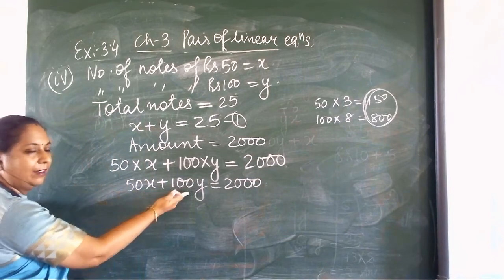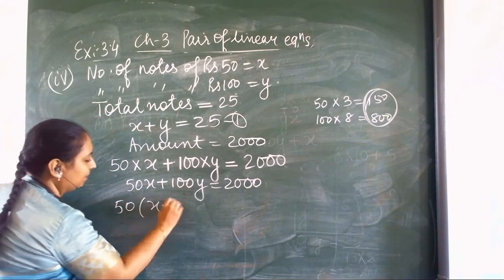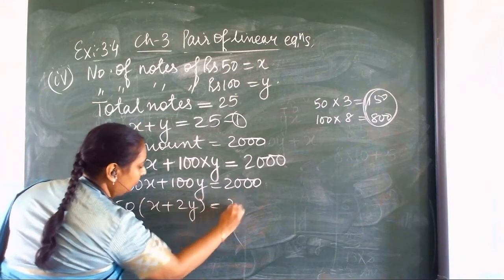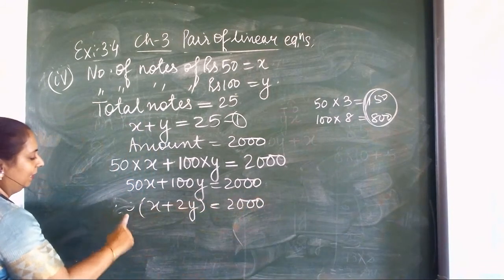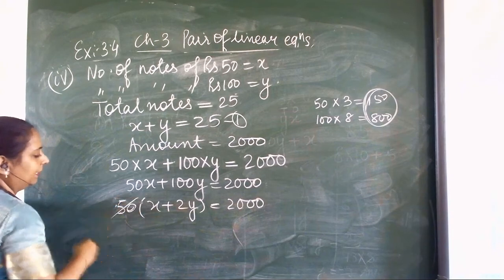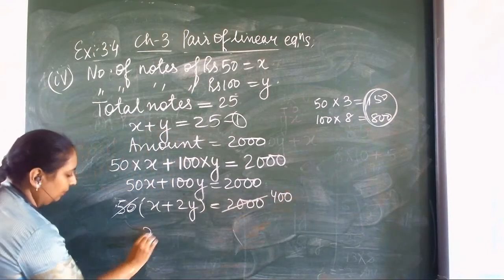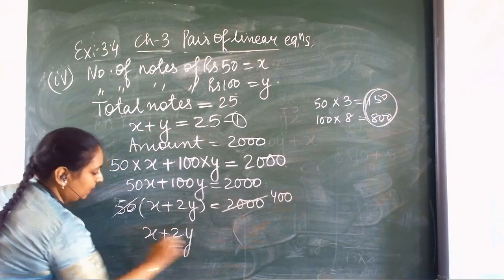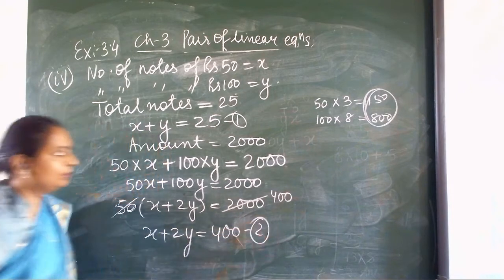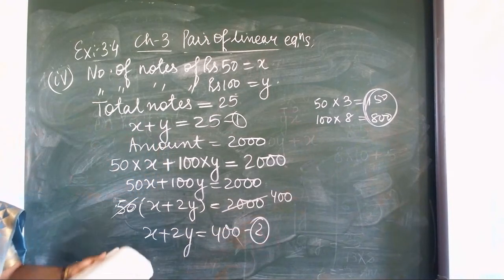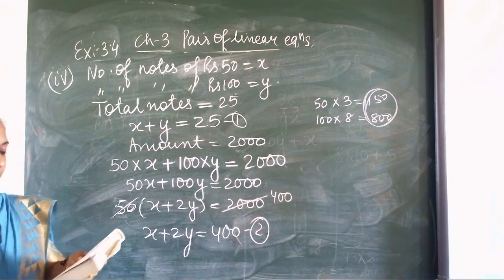See here, 50 and 100, we are taking 50 common. Then x plus 2y is equal to 2000. Now 50 goes there, gets divided. In the second step, what we get? 400. So the original equation becomes x plus 2y is equal to 400. Now this is your second equation. Solve first and second equation for the value of x and y by elimination method. Now last, fifth question.